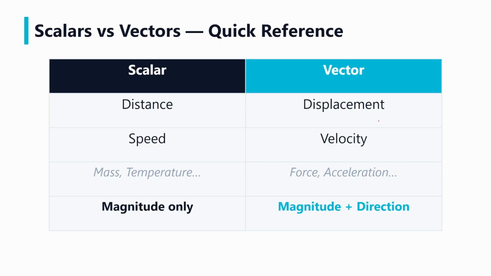Distance is the total path length. It's a scalar, so no direction needed. Displacement is the straight line distance from start to finish with the direction. It's a vector. Speed is how fast, right? How quickly you're covering distance. It's a scalar. Velocity is how fast and which way. So velocity is how much displacement you're covering per unit time, right?